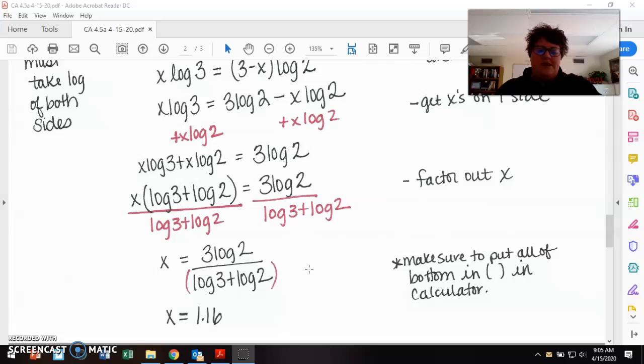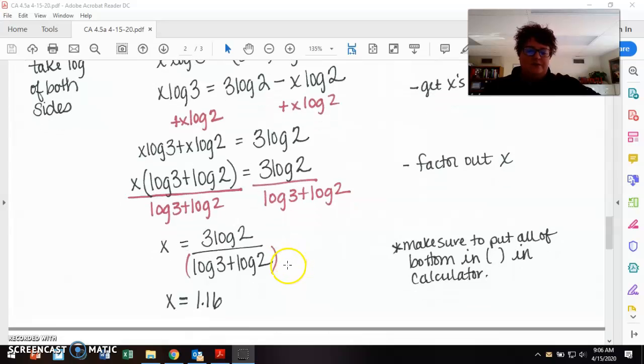And then when you put this into your calculator, there's two things going on in the bottom, so make sure that you put the bottom all in parentheses. If you're getting an answer other than 1.16, then you're not inputting it into your calculator correctly. So please make sure that you're practicing that. And again, if you are struggling with your calculator, please reach out, because I can Zoom with you and we can go over how to use your calculator.